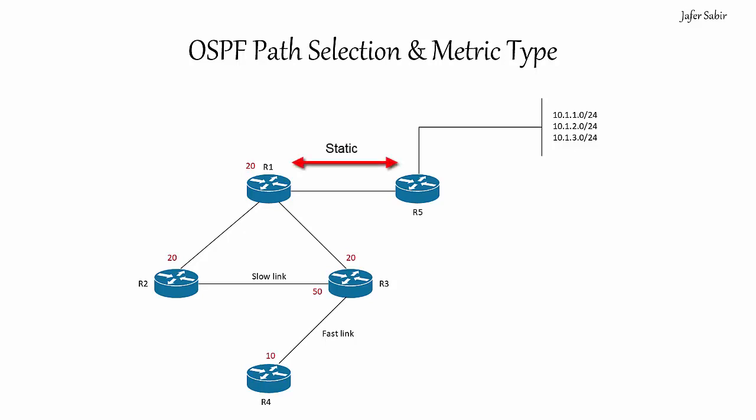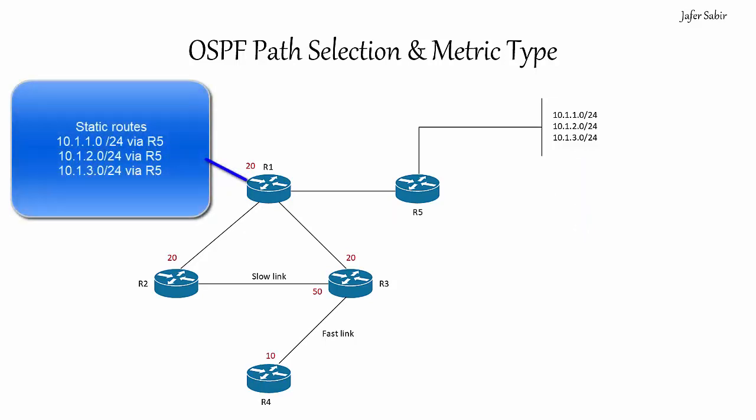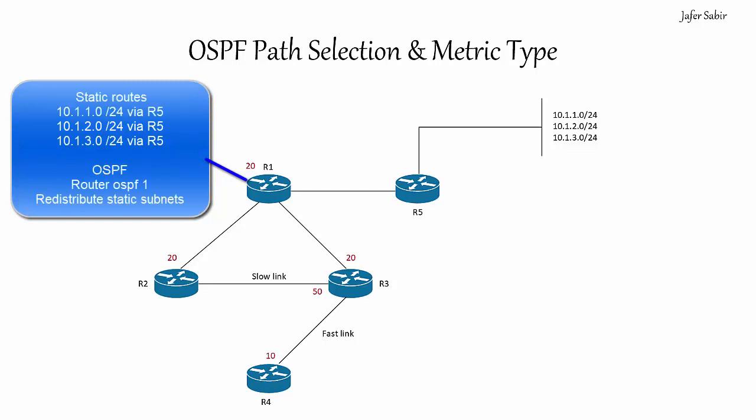And for whatever reason, R1 doesn't have an OSPF relationship with R5 and has static routes to the subnets behind R5. In this case, they are 10.1.1.0, 10.1.2.0, 10.1.3.0. So these static routes that exist within the R1 routing table, when we add these routes into OSPF, we do this by using the redistribution command to redistribute these static routes into OSPF. And we do this by typing the command redistribute static or redistribute static subnet.